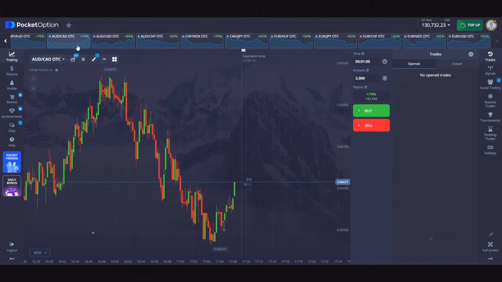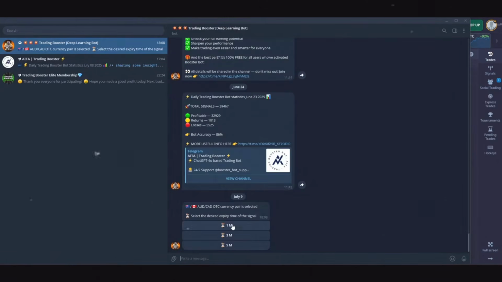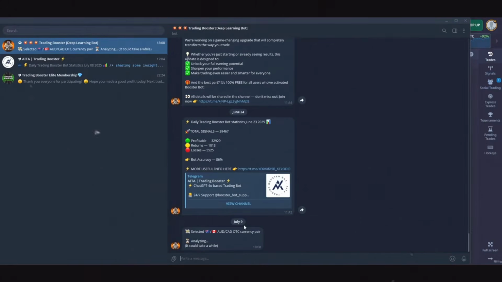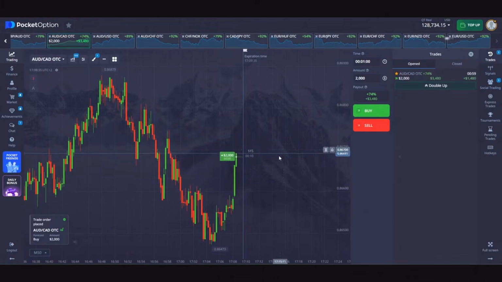I'm choosing the currency pair Australian dollar to Canadian dollar. I go to the booster bot, select this currency pair, and set the trade time to 1 minute again. I get a buy signal with excellent percentages, and right from here, I open a buy trade.